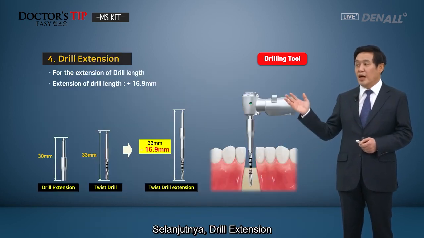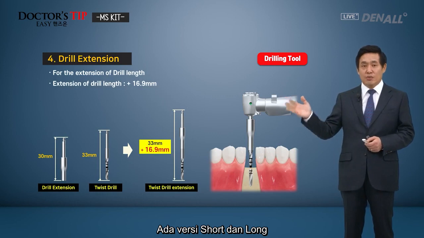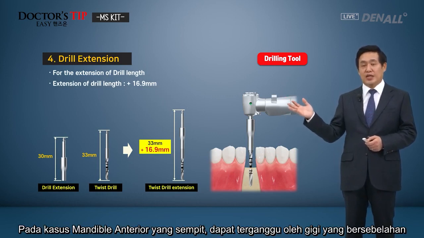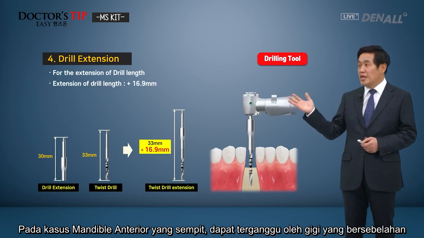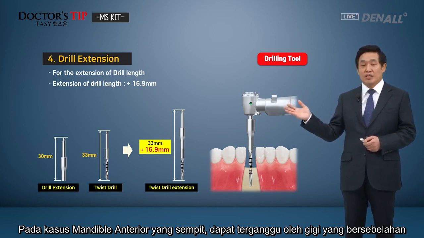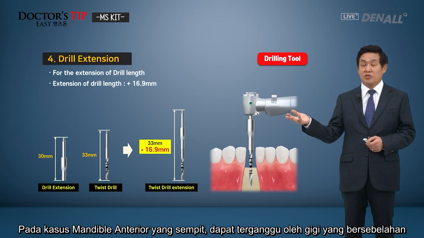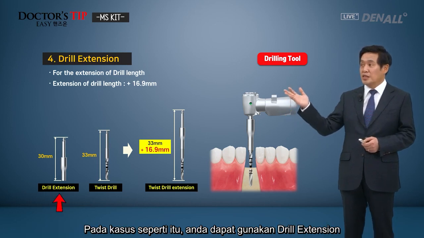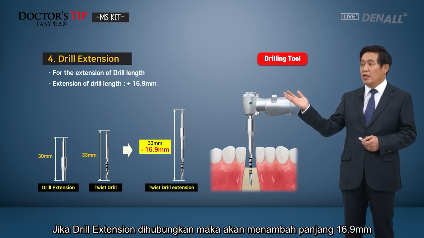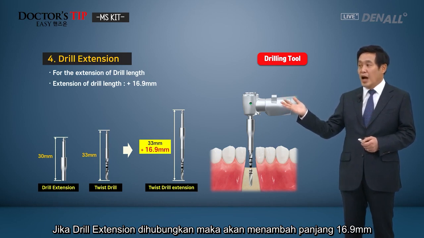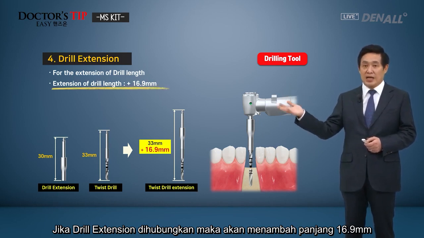Next is the drill extension. We talked about drill length. You have shorter and long versions, but in case of the mandibular anterior where it's narrow, adjacent teeth interference could make drilling tricky. So in that case, you could use a drill extension. If you connect this drill extension, then you have added 6.9 millimeters of drill length.